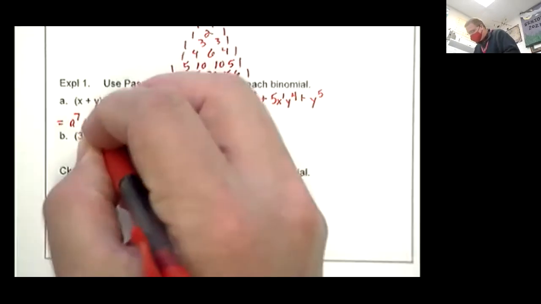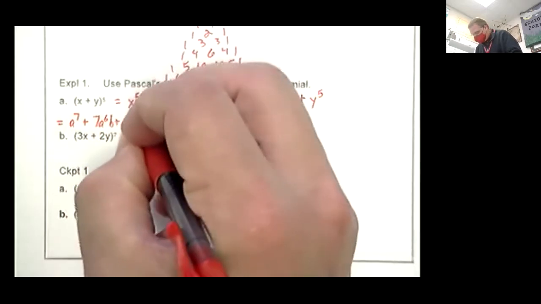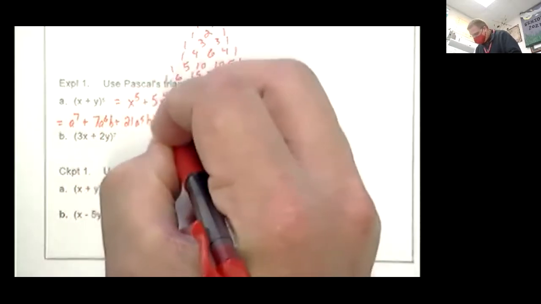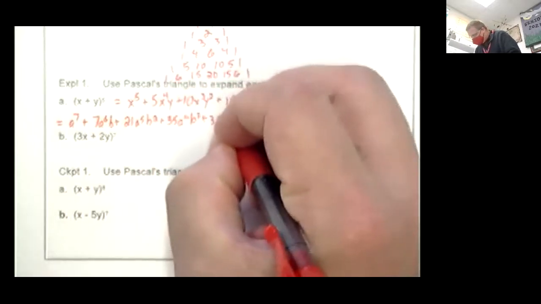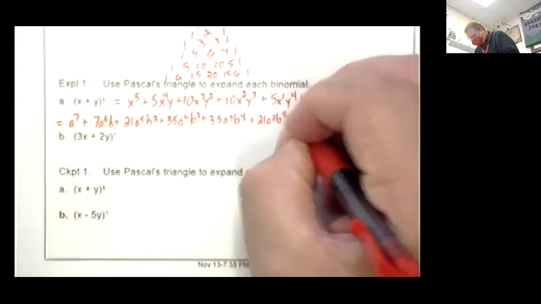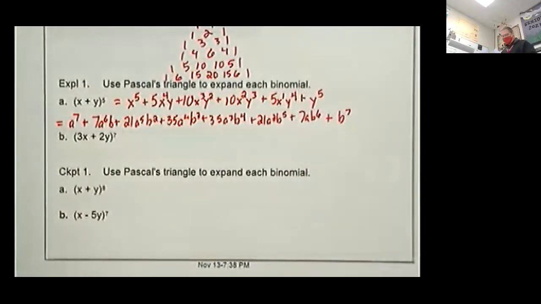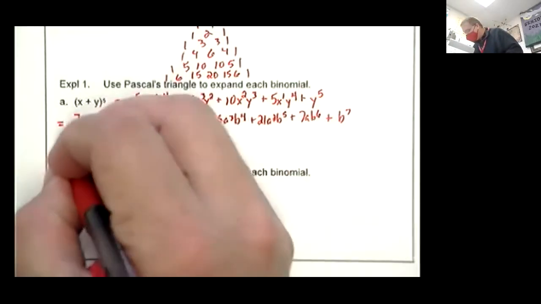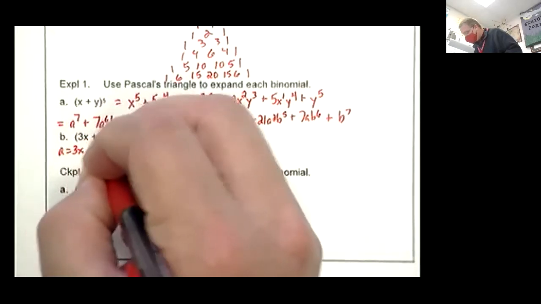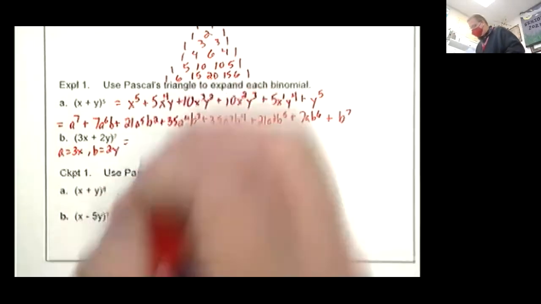So this is a to the 7th plus 7 a to the 6th b, plus 21 a to the 5th b squared, plus 35 a to the 4th b cubed, plus 35 a cubed b to the 4th, plus 21 a squared b to the 5th, plus 7 a b to the 6th, plus b to the 7th. Well, what do we know? Well, now we know a is 3x, b is 2y. So now we can just plug into that to get our equation.